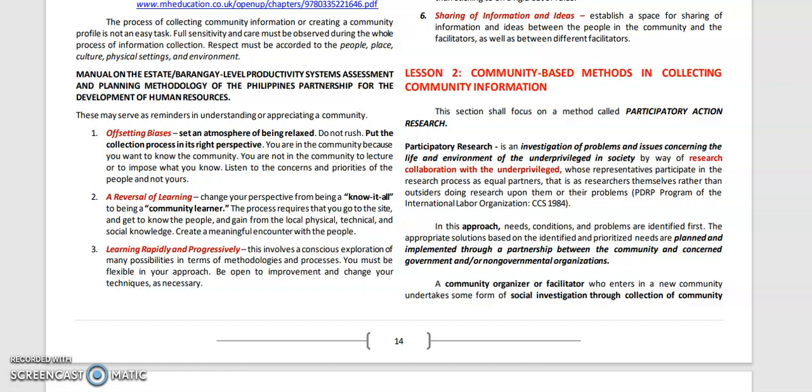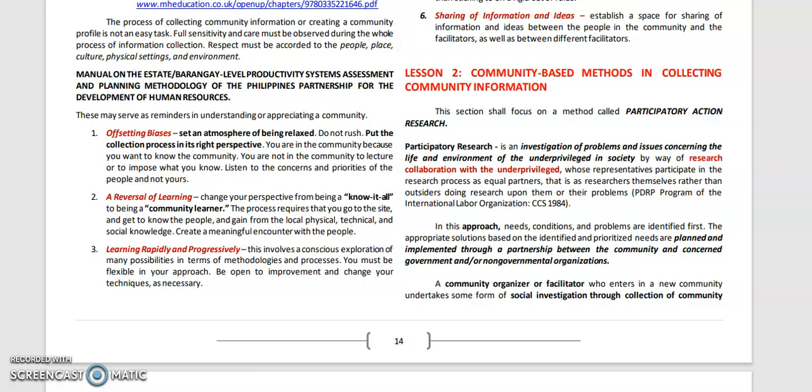So, hindi lang yun eh. But to listen to the concerns and priorities of the people and not yours. So, hindi ikaw naparoon para sa sarili mo, kundi nandoon ka para makinig ka sa kanilang mga concern at makinig ka rin dun sa kanilang mga priority. So, that's why it is being called as offsetting biases. So, dapat ay magiging fair tayo.